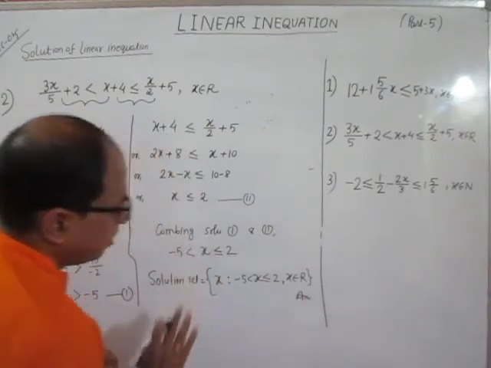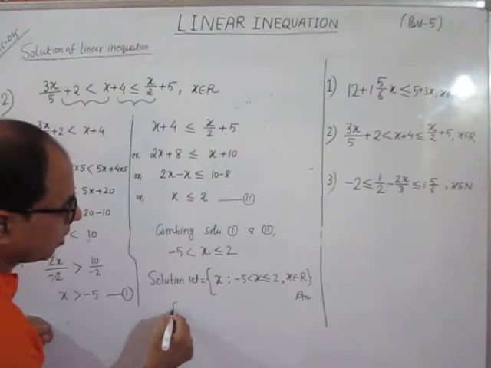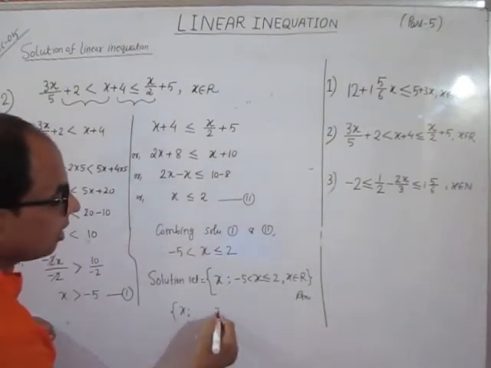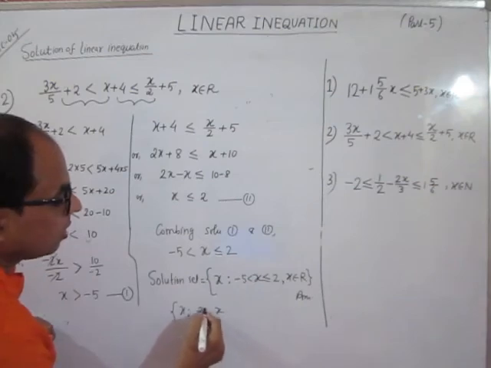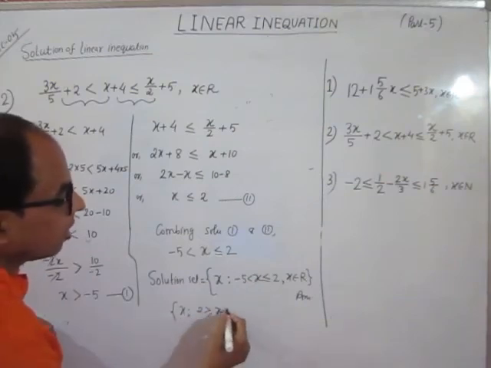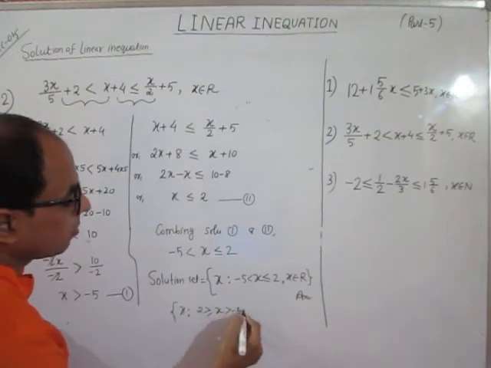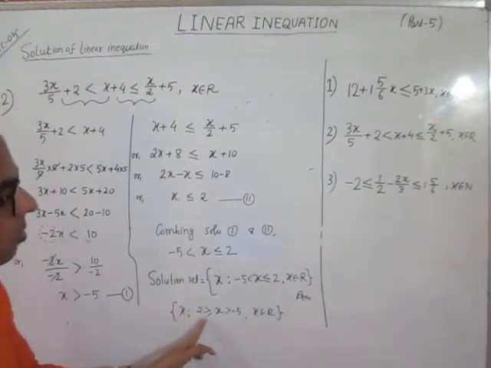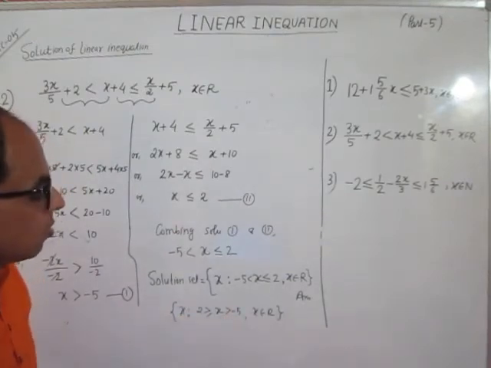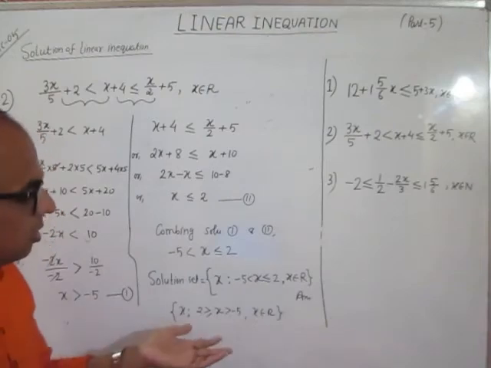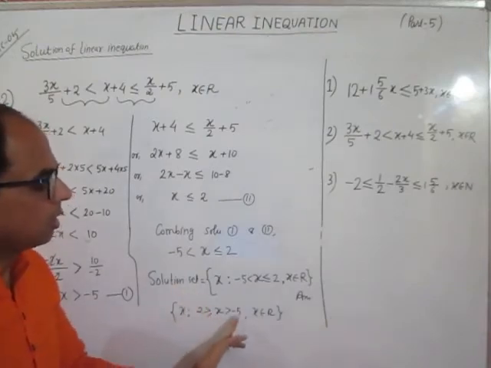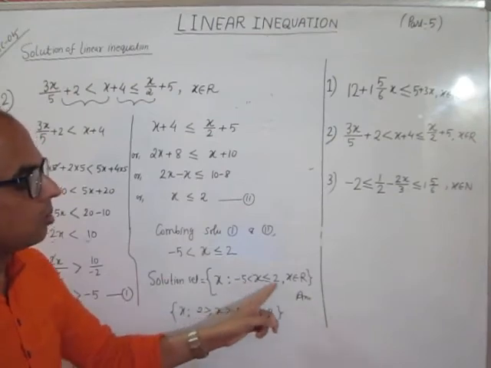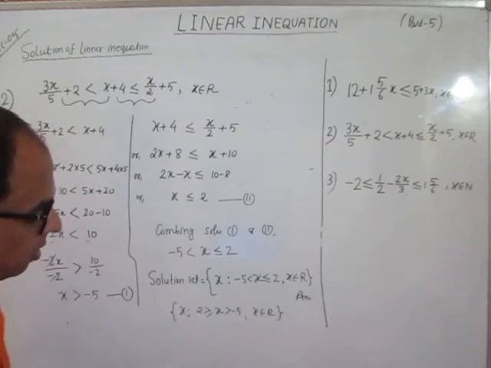Now some students write the answer in this form: x such that x less than or equal to 2 and greater than minus 5. Some students write in this way. Mathematically it is correct, because it is also saying the same thing: x is greater than minus 5 and less than or equal to 2. So both are mathematically the same, no doubt.